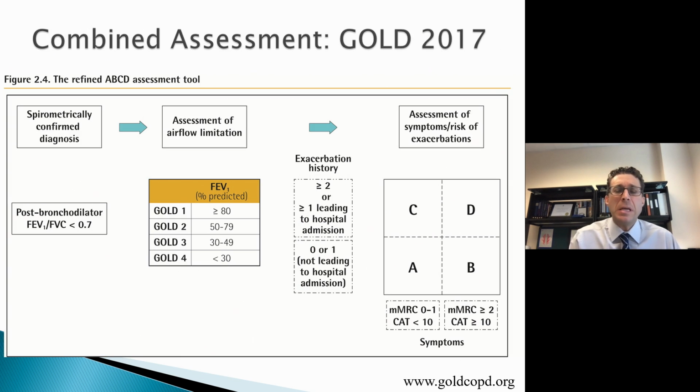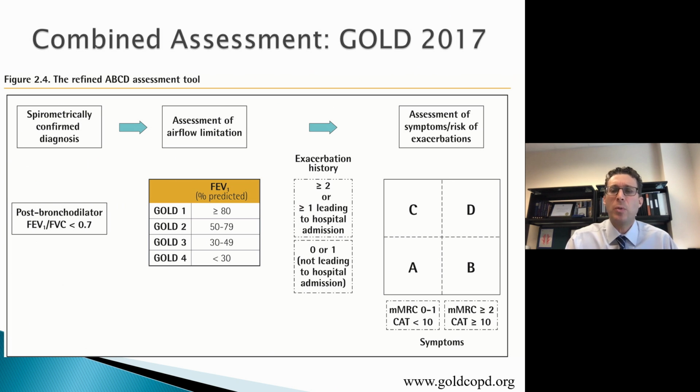So in 2017, GOLD updated their guidelines to combine all these different assessment measures that we've discussed so far. First is confirming the diagnosis of COPD with spirometry using the FEV1 to FVC ratio of 0.7 that I mentioned. Then grading the severity of airflow limitation based on these categories, 1, 2, 3, and 4, based on these FEV1 cutoffs.